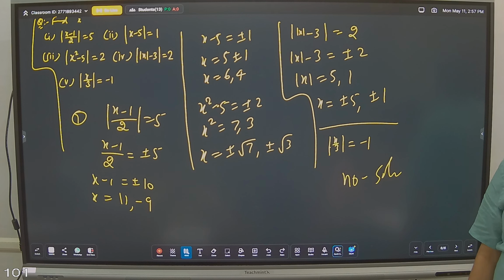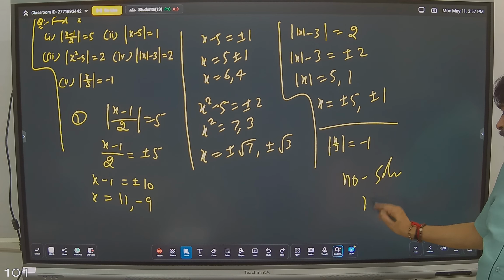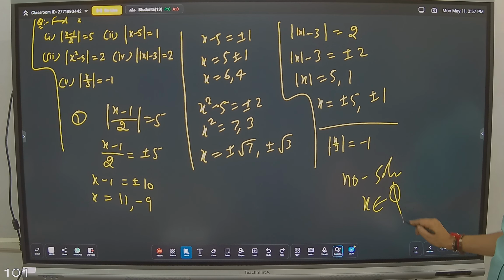Are you able to understand? You cannot apply that one. So there is no solution. Or if you want to write the x value, you can write it this way: x is an element of the null set. I told you, no? Is this clear to everybody?